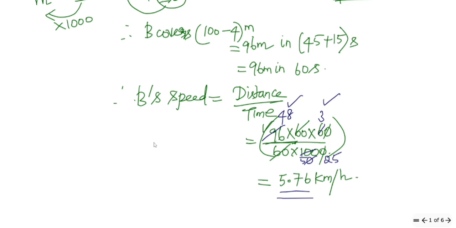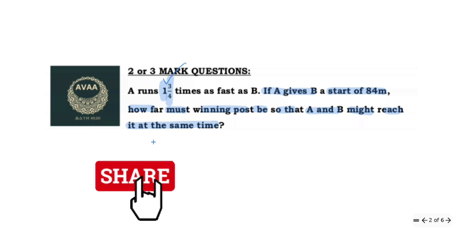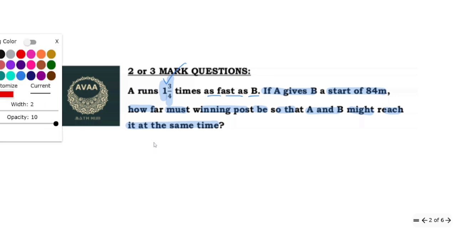Now we'll move on to the next question. A runs 1 3/4 times as fast as B. This is a mixed fraction. If A gives B a start of 84 meters, how far must winning post be so that A and B might reach it at the same time? So here they are talking about the distance. What we are going to do is, first we are going to convert this to an improper fraction. Not only that, along with that, we are going to express them as a ratio because they have mentioned as fast as B. That means we are doing comparison. Whenever we are comparing the quantities, we should introduce ratio.